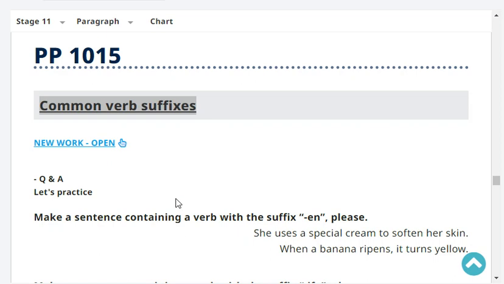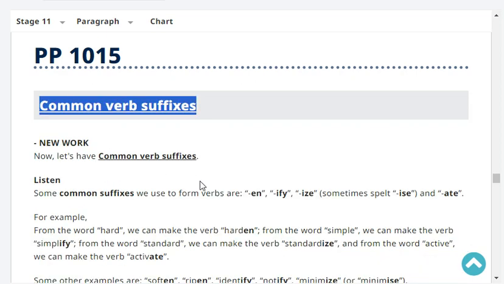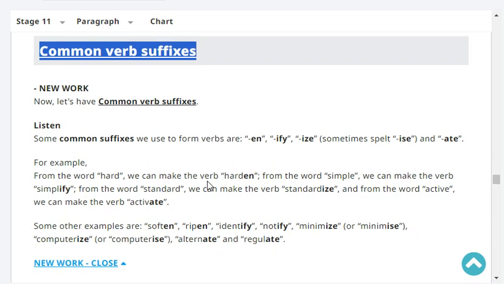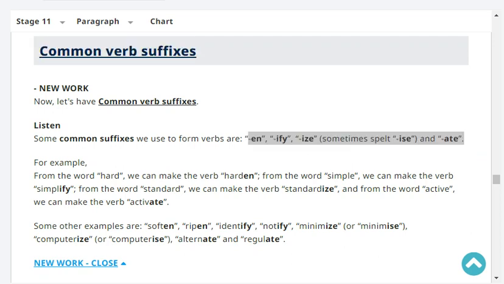Common verb suffix. Very good. Suffixes means letters that you put at the end of a word to make a new word. Listen. Some common suffixes we use to form verbs are: en, ify, ize (sometimes spelled ise), and ate.